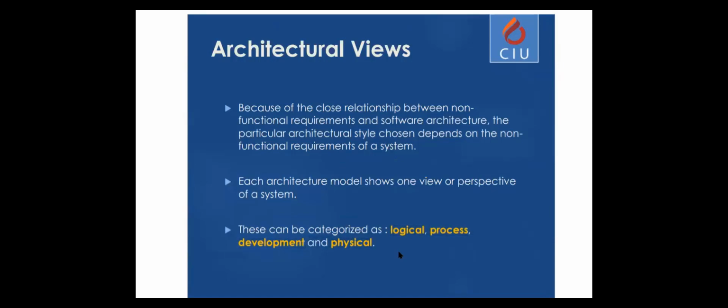Because of the close relationship between non-functional requirements and software architecture, the particular architectural style chosen depends on the non-functional requirements. So basically, it's all about how you support your non-functional requirements and how to represent the data flow. After you define non-functional requirements, you do your functional requirements, you do your DFD, you decide on the architecture or architectures, then you do system modeling. This is the sequential order if you're going to do plan-driven development.